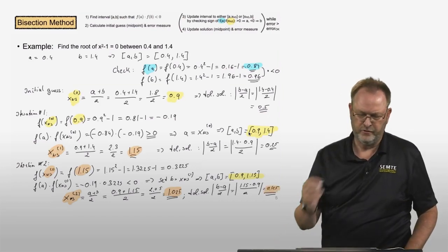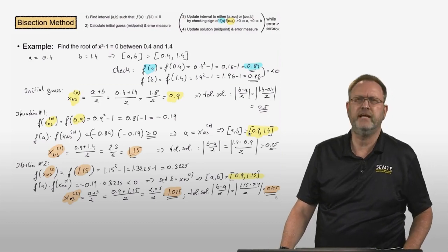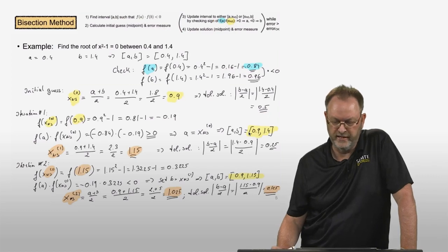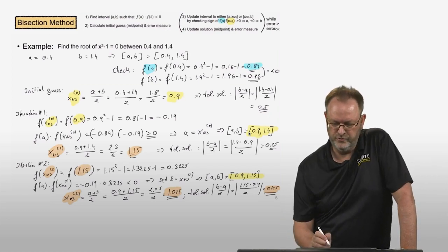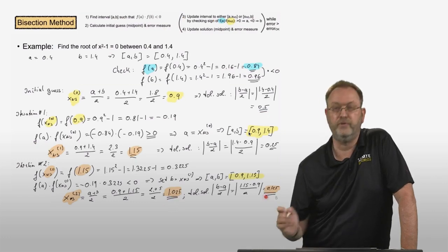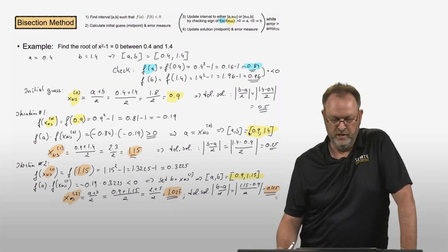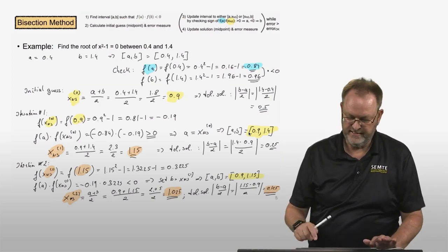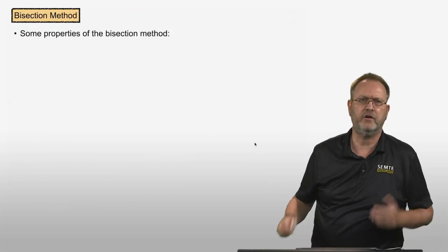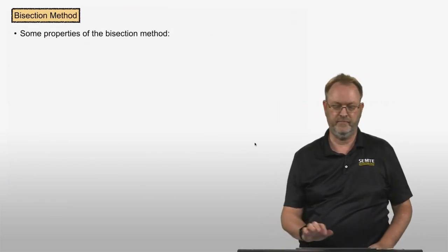Okay, and if we look at that equation x squared minus 1, the exact solution is plus 1 or minus 1. So we are trying to zoom into the plus 1 solution. And you see that this is a true statement, right? That the true solution is 1.025 plus or minus 0.125. Okay, that is the bisection method applied. Let's talk about some properties of the bisection method.